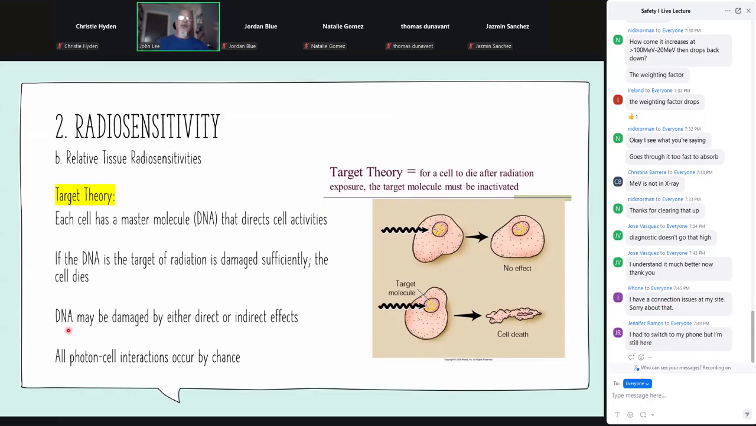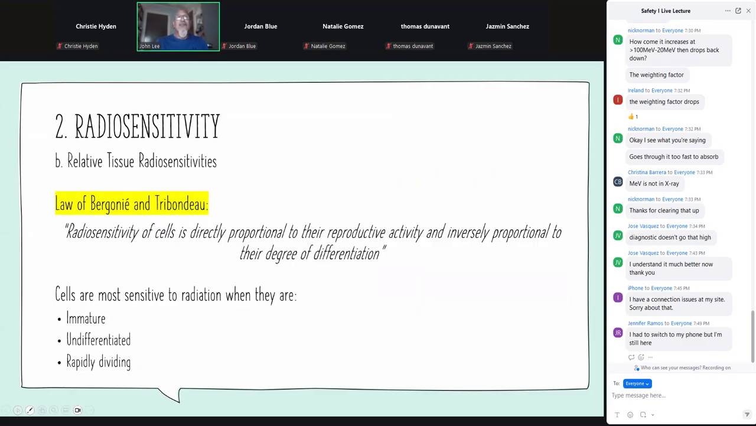Remember from the previous slide, DNA can be damaged by either direct or indirect effects. And all interactions that occur within the cell are by chance. It's just like our interactions at our target. We don't really have a lot of control there.